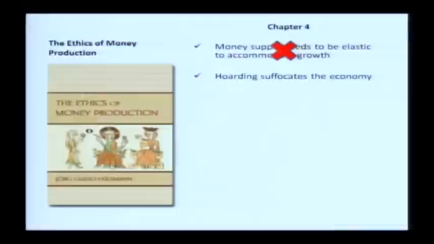Good. Second argument is a variant of this first one, right? Hoarding suffocates the economy. So again, the opponent of natural money says, oh, what you've said is good and fine. All this ROE stuff and so on and balanced money production, fine. But what happens if you have people who are just hoarding the money? It was a great concern in the Middle Ages. The misers were clinging to their coins and hoarding them, holding them back, and so on, right? So like the vampire sucking the blood out of the economy. So we need to do something here, right?